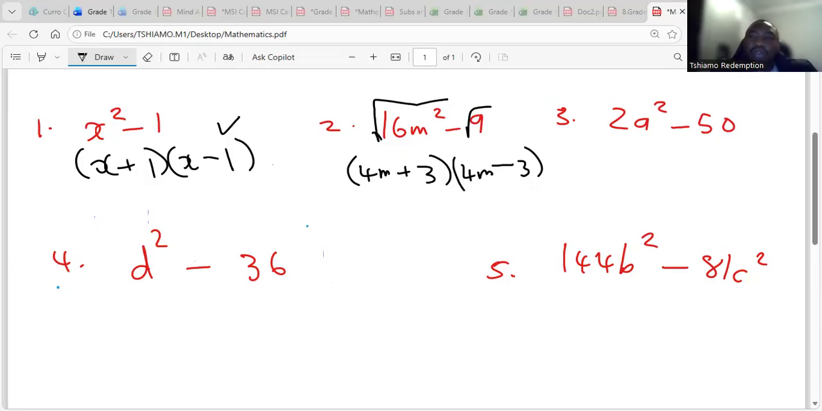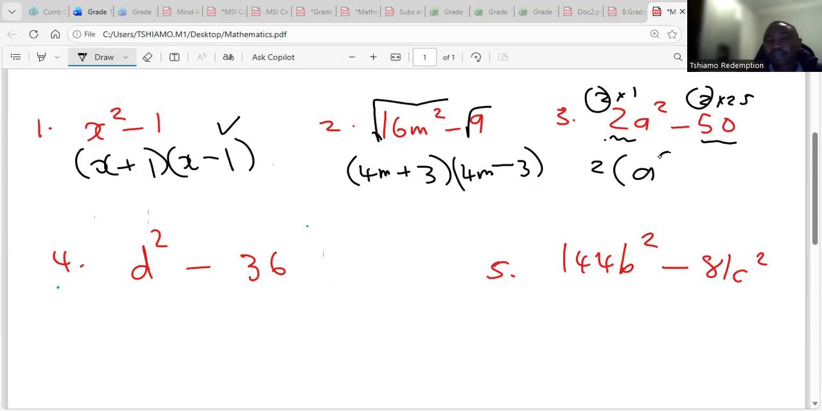So you write the square root of each number with different signs. So in this case, look at it. There's no square root of 50. There's no square root of 2. So what are we supposed to do there? We're supposed to take out a common factor first. Take out a common factor first. What is a common factor between 2 and 50? 2, we get it from 2 multiplied by 25. So 2 becomes a common factor. You get it?